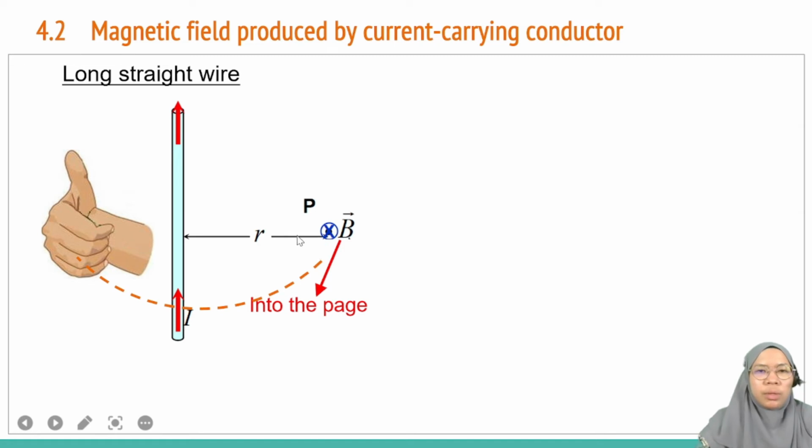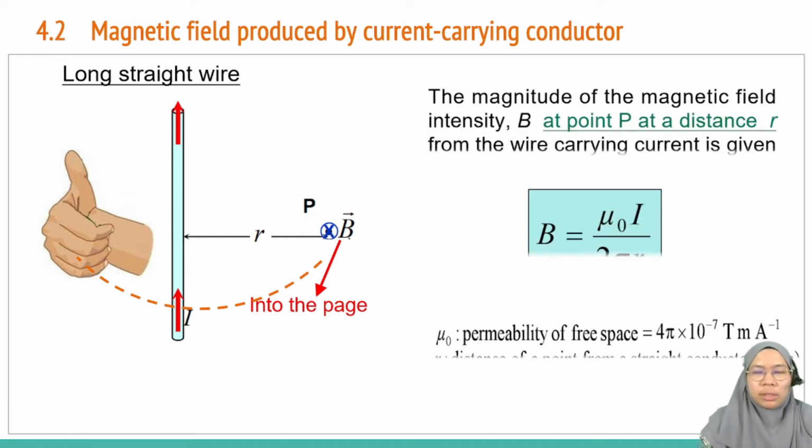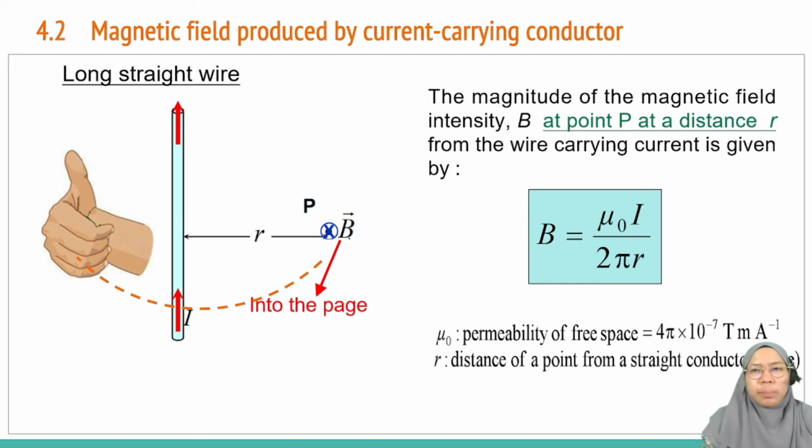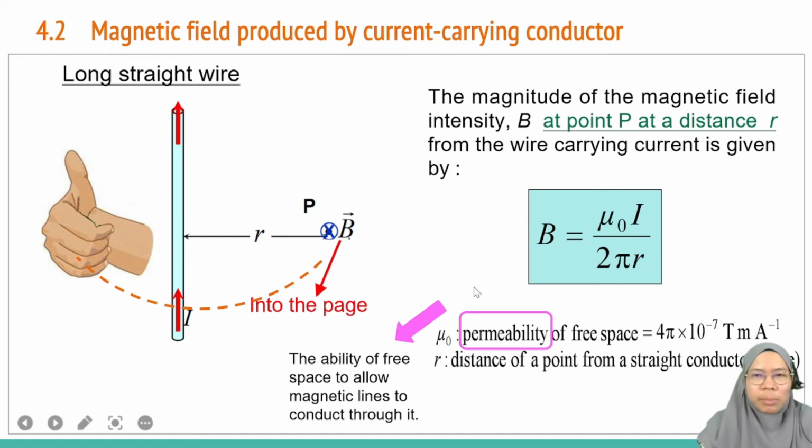Okay, so because we have a distance of r from the point to the conductor, the magnitude of the magnetic field intensity at point P at a distance r from the wire is given by B equals mu naught I over 2 pi r, where mu naught is the permeability of free space and r is the distance of a point from straight conductor. Just use this formula for straight conductor. Okay, so what is permeability? It is the ability of free space to allow magnetic field lines to conduct through it.